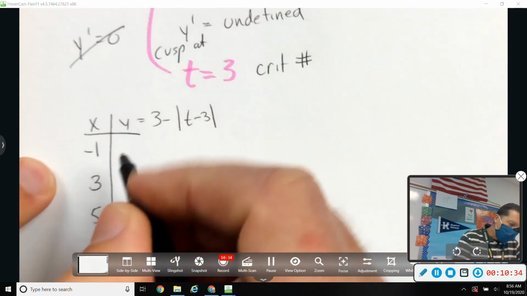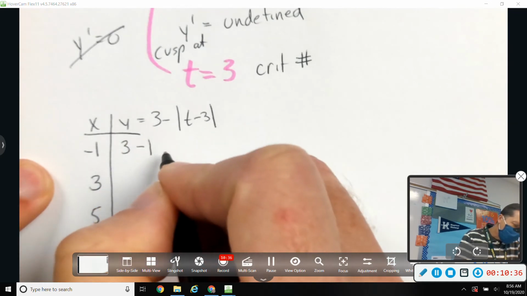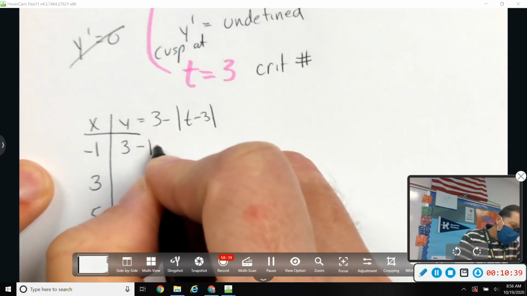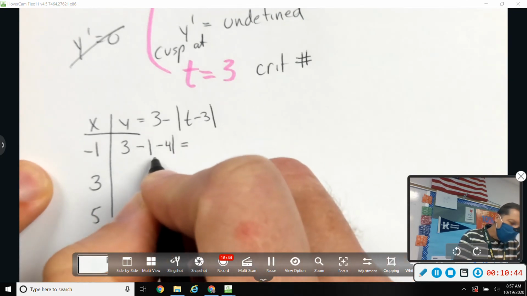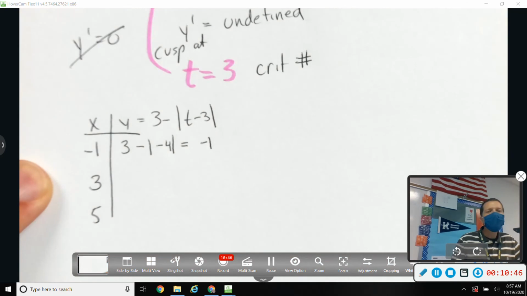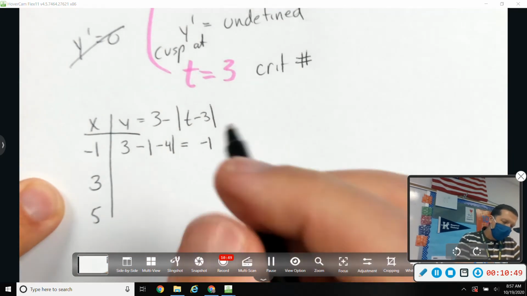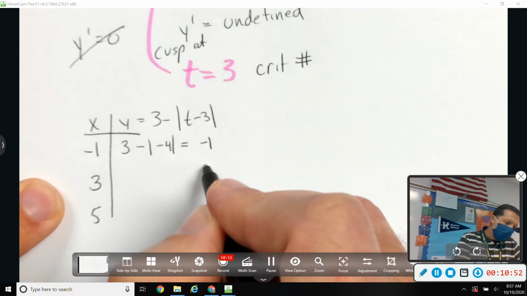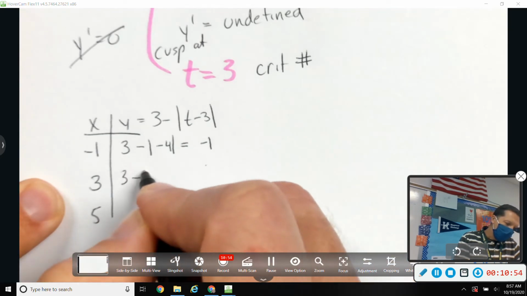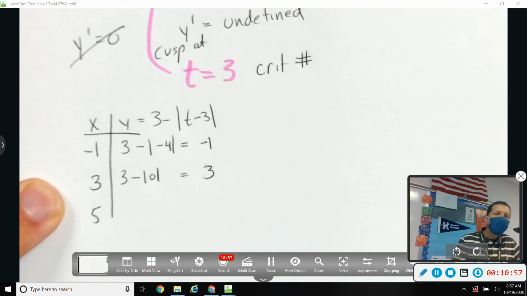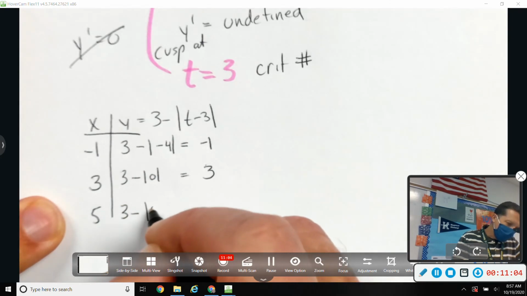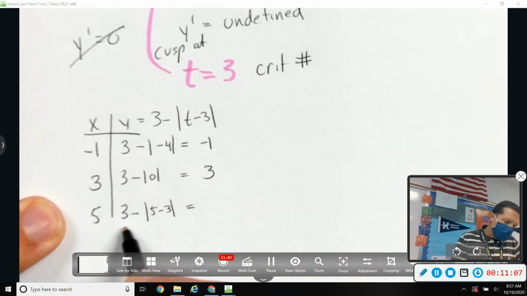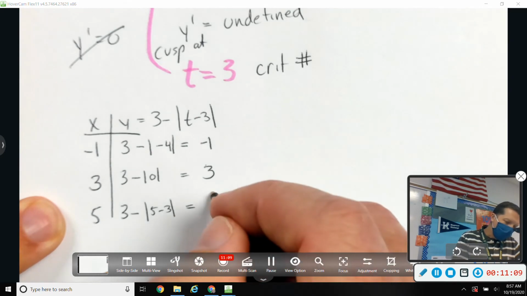So if I plug in -1, 3 minus the absolute value of -4, 3 minus 4 would be -1. If we plug in 3, we get 3 minus 0. That was why it was the critical point. It was the place where it turned around. If we plug in 5, 3 minus 2 is 1.